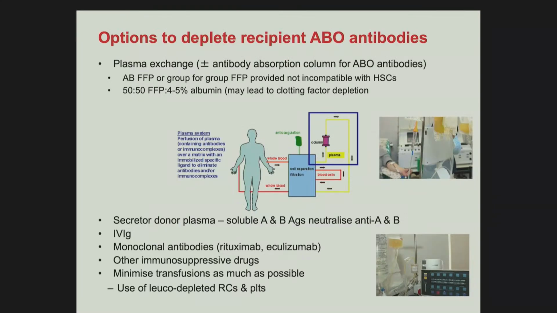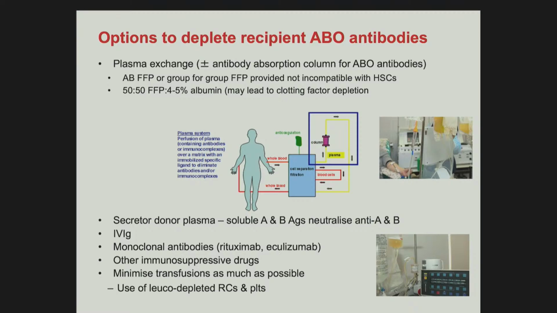So we've heard the options: we may need to decrease the level of circulating antibody. So we've got a number of options. Plasma exchange, a straightforward plasma exchange. We can use an adsorbent column. Some hospitals even use donor plasma as well.